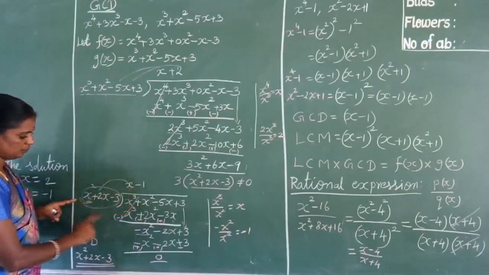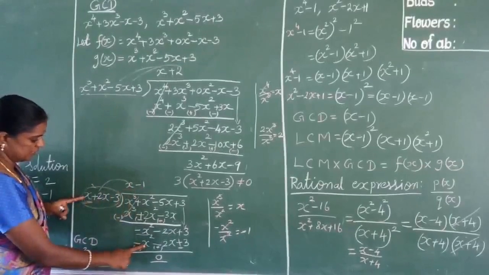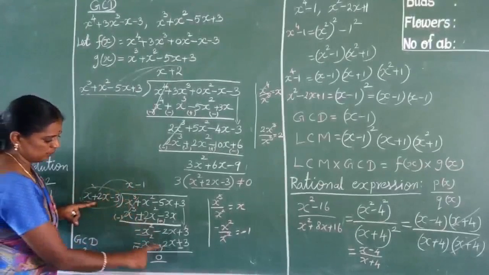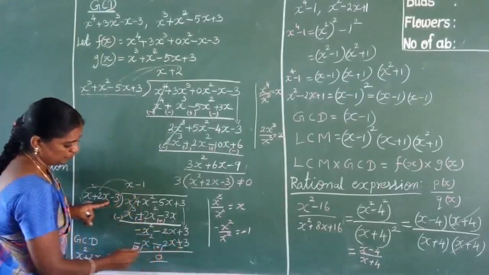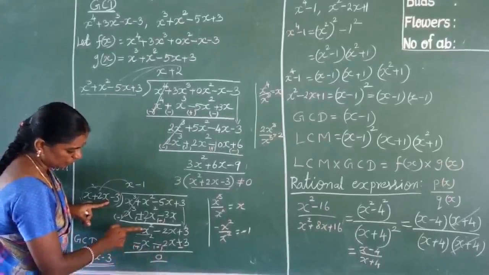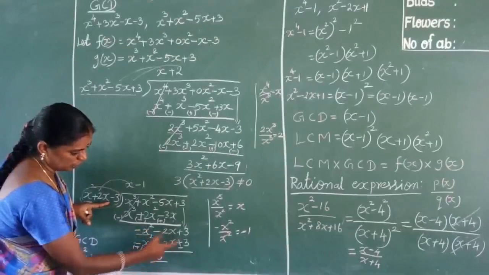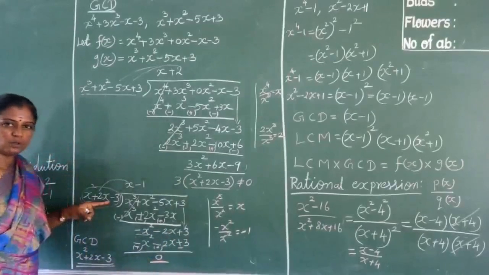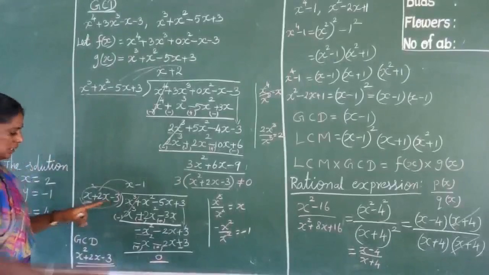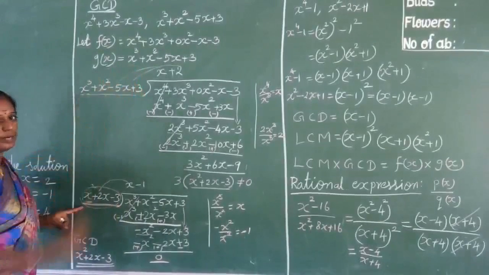Minus 1 into divisor. So minus 1 into x square, minus 1 into 2x, minus 2x, minus 1 into minus 3, plus 3. And again subtract. Minus x square plus x square 0, minus 2x plus 2x 0, plus 3 minus 3 0. So the remainder is 0. So remainder 0 means the divisor is the GCD of the given two polynomials.